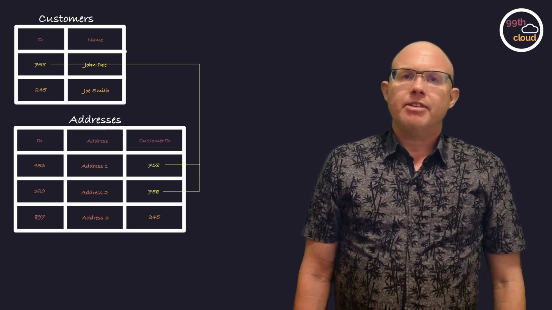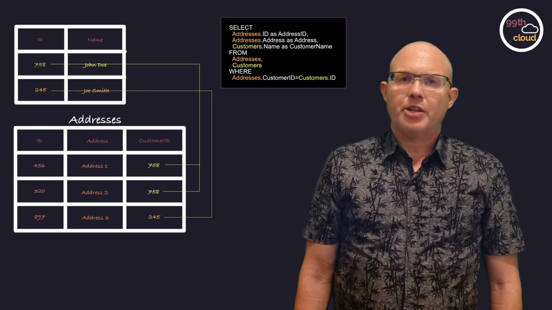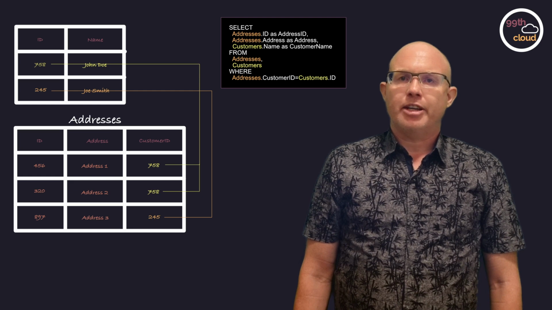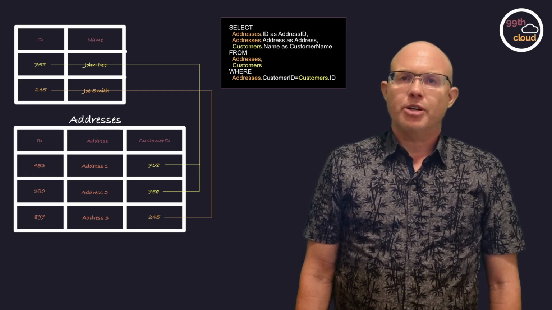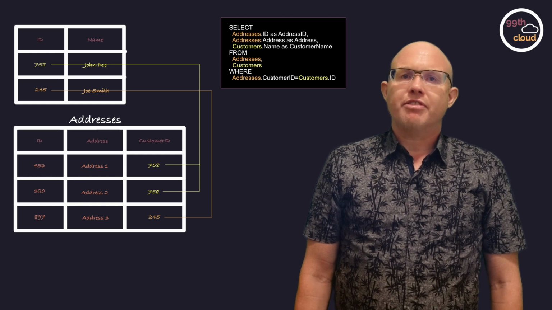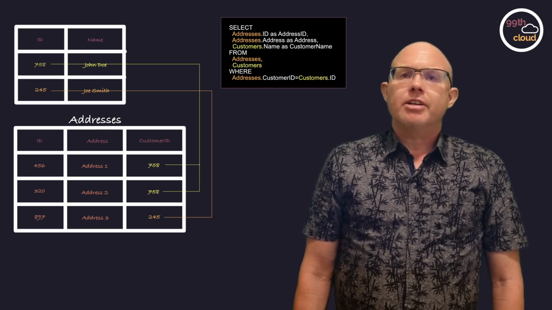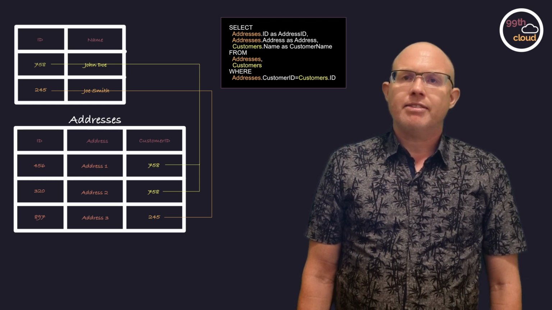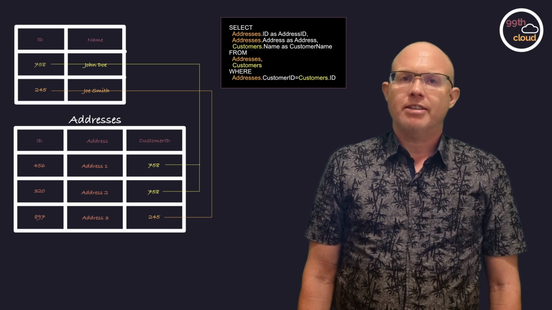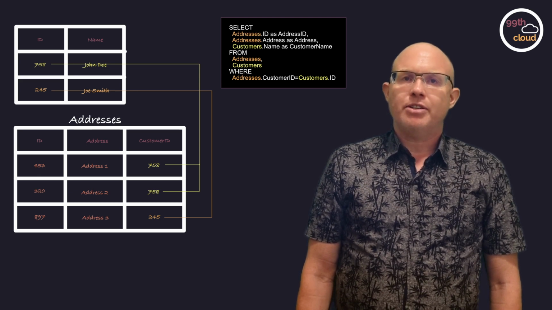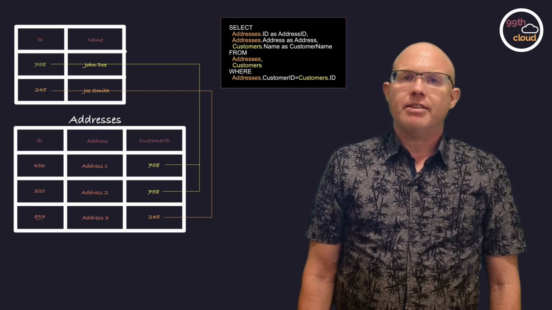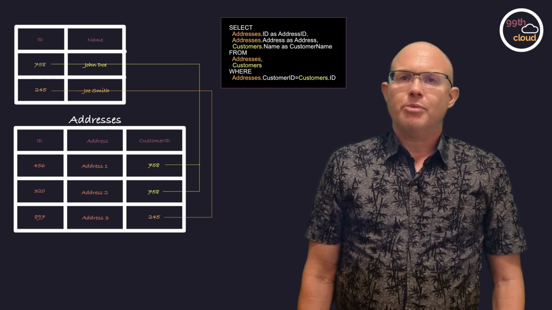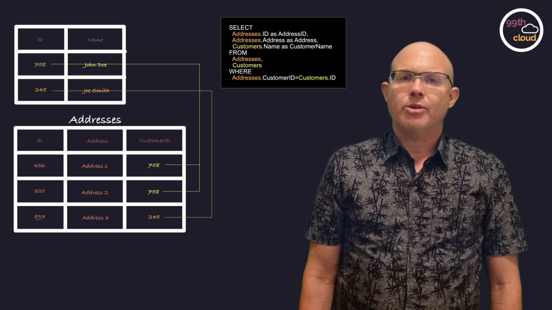With the tables created, you can now construct the SQL query. The query can be broken down into a few parts. In the first part, after the select statement, you will define what kind of fields you want to get from the query and how the fields should be called. So here you specify that you want to get the ID value from the addresses table and list it as an attribute called address ID. Then you'll get the address value from the addresses table and list it as an attribute called address. And then you'll get the name from the customers table and list it as an attribute called customer name.